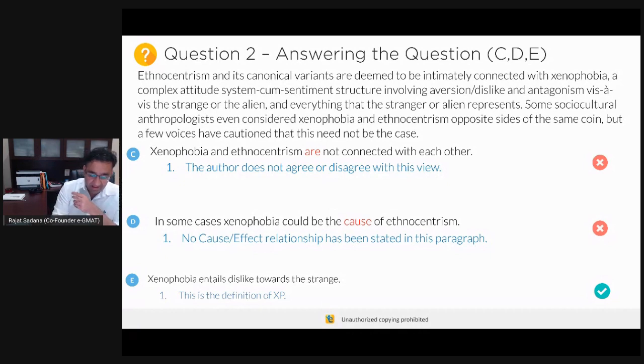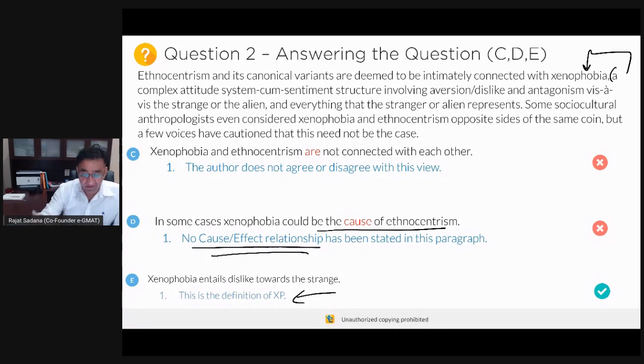In some cases, X could cause EC. That's wrong as well. Why? Because there's no cause-effect relationship that's put in place. Choice E, which is my correct answer, is xenophobia entails dislike towards the strange. How do we get this? We get this from this standpoint over here. It says a complex blah, blah, blah. This is something that the author is telling you. This is what the author is telling you XP is. The author agrees with it. You can infer this from the information that is presented over here.